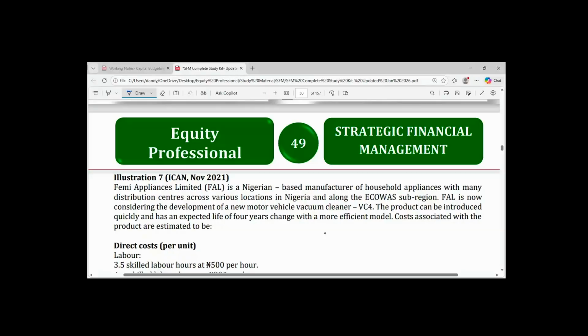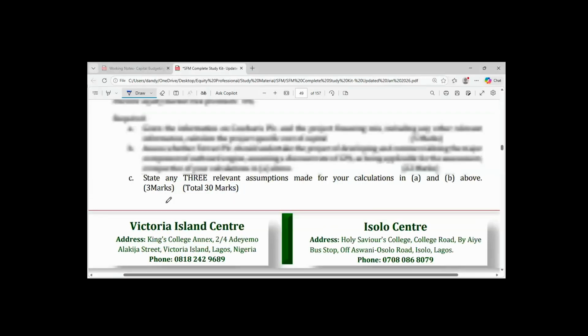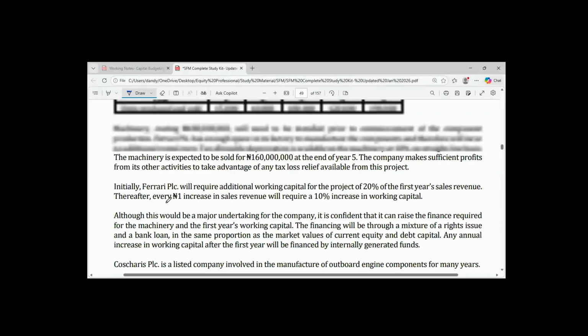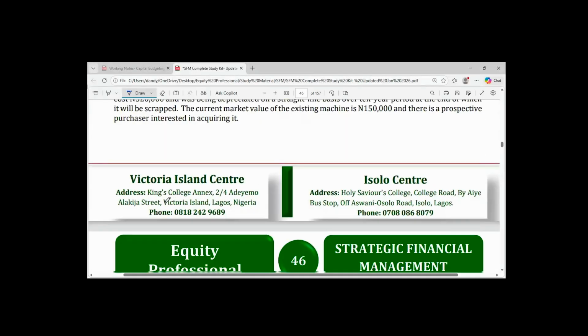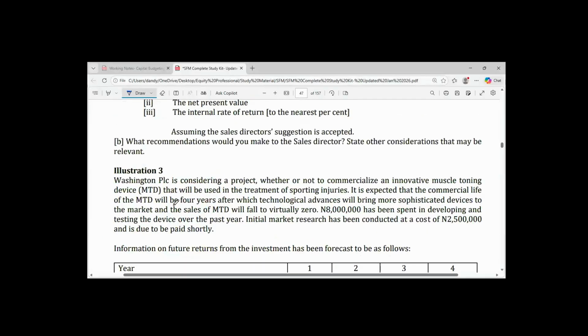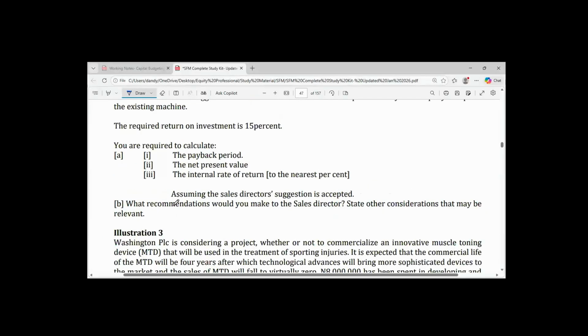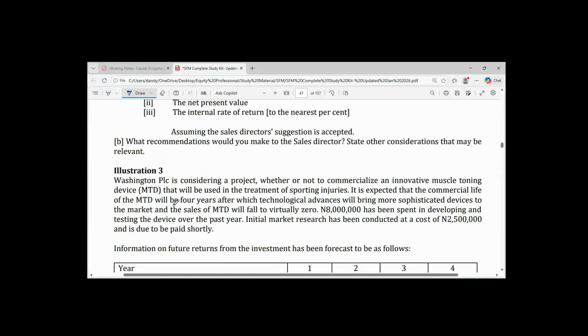So, like I said, I think so far we have been able to solve three different illustrations. Let me even confirm that. Please, I will encourage you to practice the remaining questions that you have.